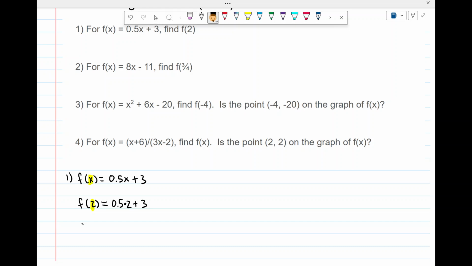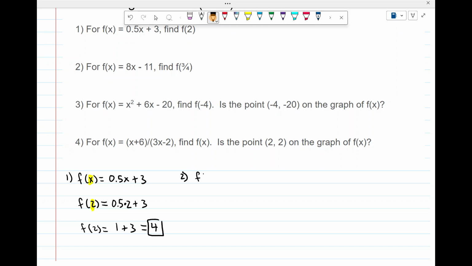Otherwise, we're going to follow the order of operations, and we're going to do multiplication first. 0.5 times 2 is 1. And of course, 1 plus 3 is equal to 4. And that is my final answer. Let's move on to number 2.